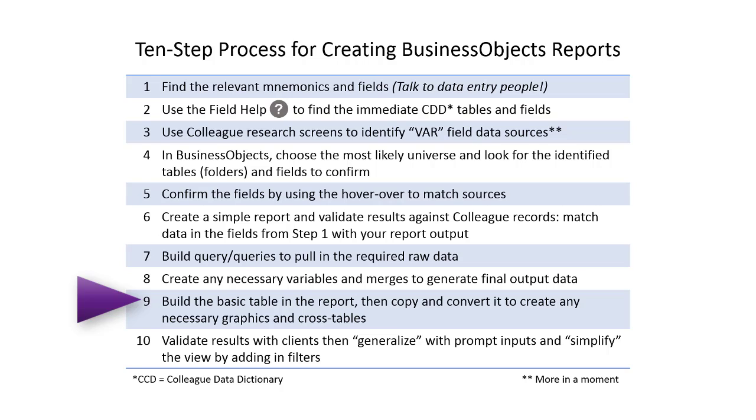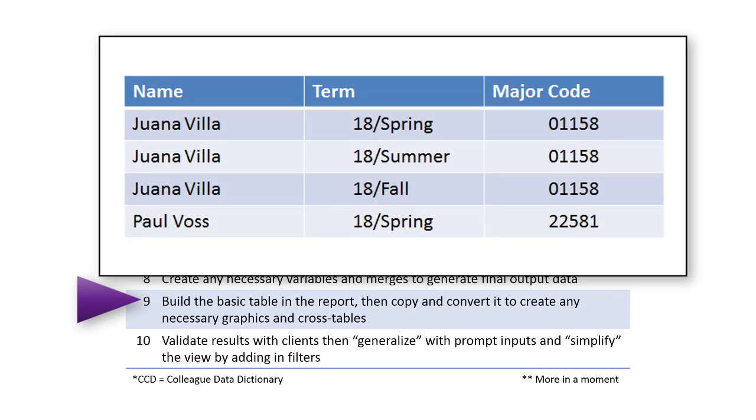In step 9, build a simple table. This is the easiest to QA and can be easily converted to other outputs such as graphs or crosstabs. Each row will show unique data, so you may find that certain frequently changing columns, like terms, can cause you to have multiple rows for a given value.